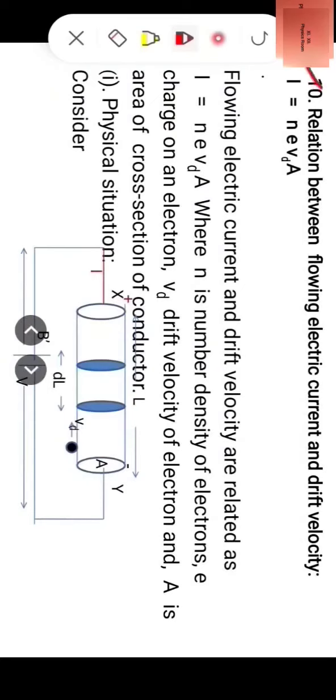10th. Relation between flowing electric current and drift velocity. I is equal to n e Vd A. Now flowing electric current and drift velocity are related as I is equal to n e Vd A, where n is number density of electrons, e is charge on an electron, Vd is drift velocity of electron, and A is area of cross section of conductor.